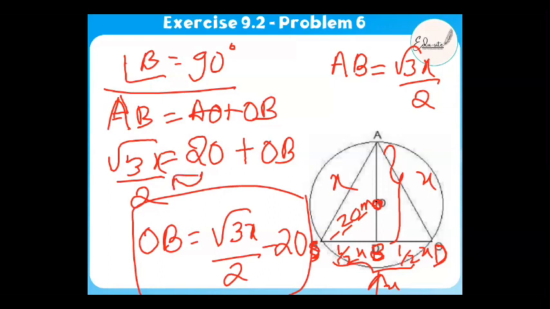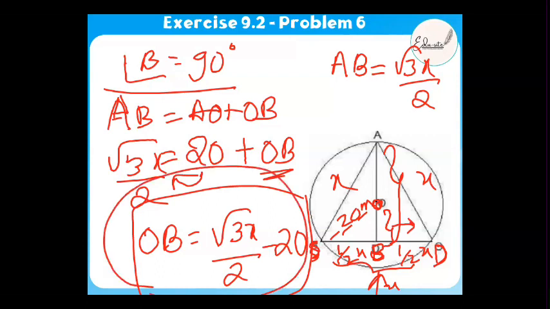Just we are going to drag this here. OB is equal to root 3x by 2 minus 20. So we are just going to find OB to apply it in the Pythagoras theorem. That's all. Understood? Till now, what procedure did we do is we are going to find what is OB. Okay? This is what we have found out. What is OB now? It is root 3x by 2 minus 20.